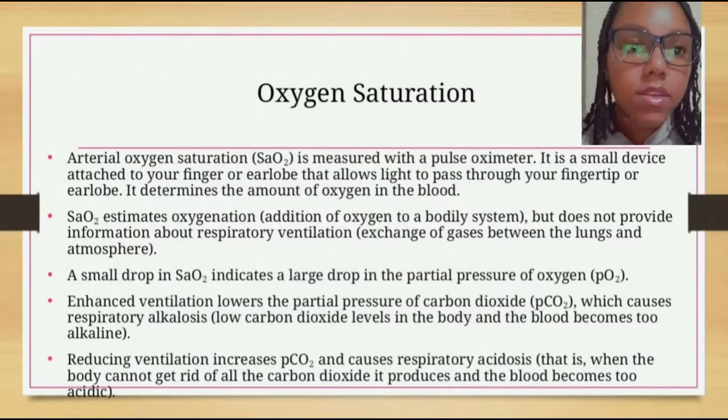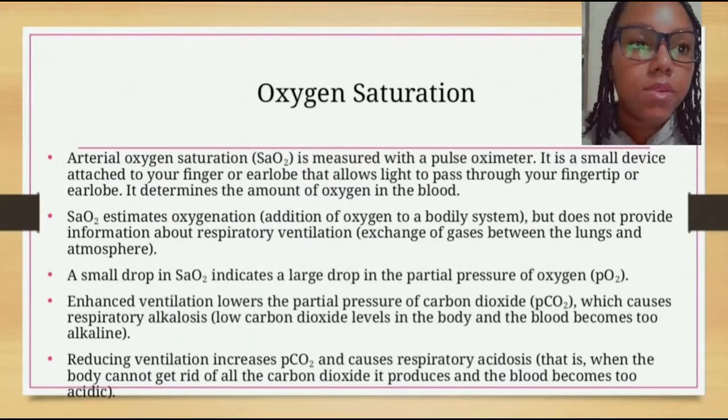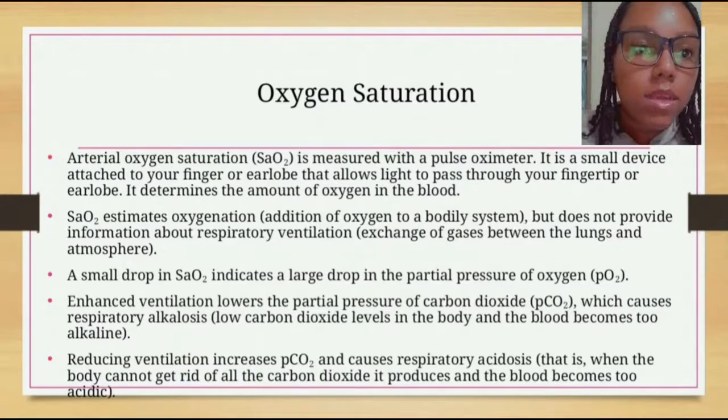Arterial oxygen saturation is measured with a pulse oximeter. It is a small device attached to your finger or earlobe. It allows light to pass through your fingertip or earlobe, and that determines the amount of oxygen in the blood.